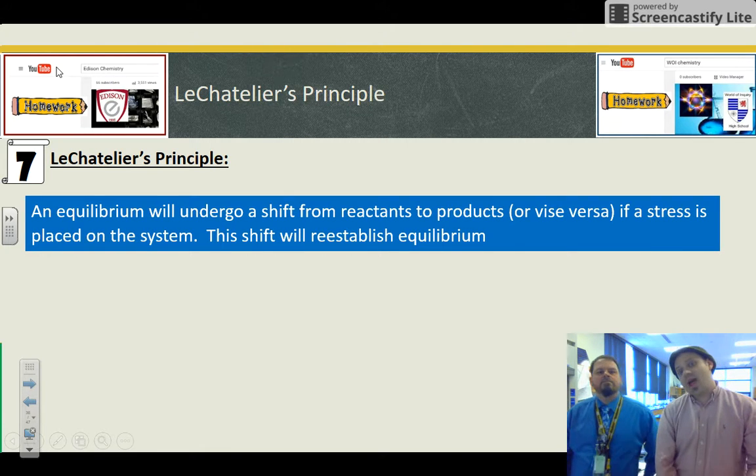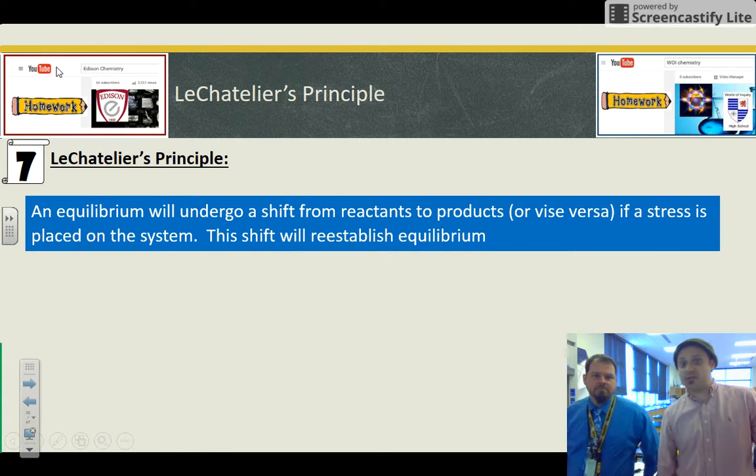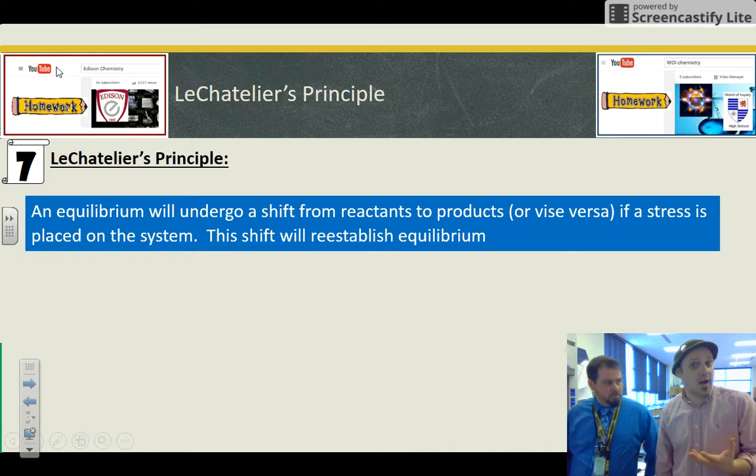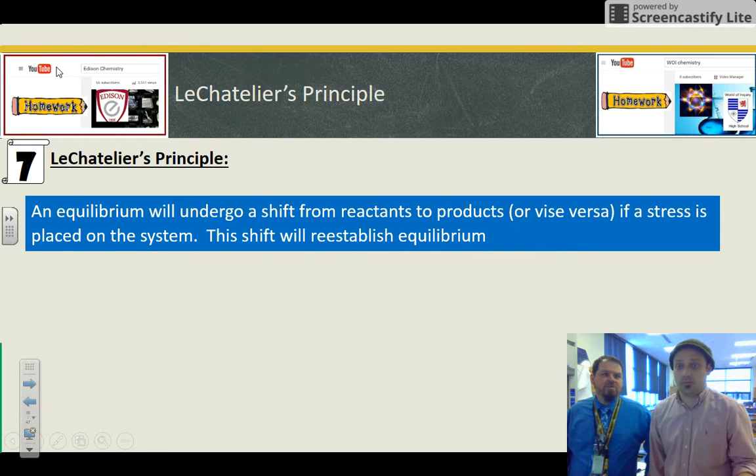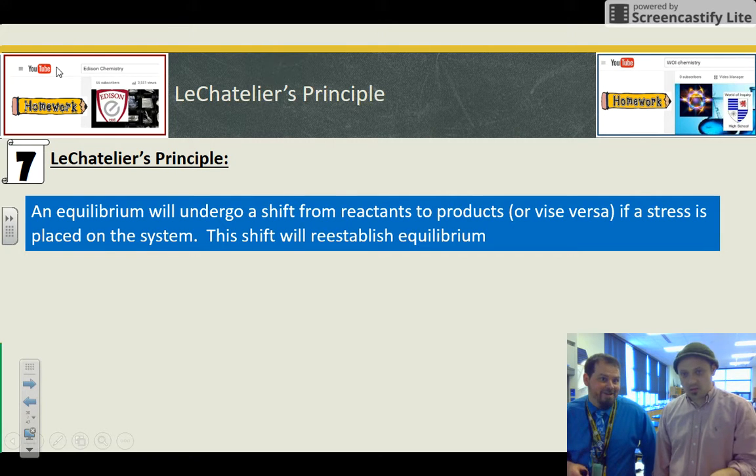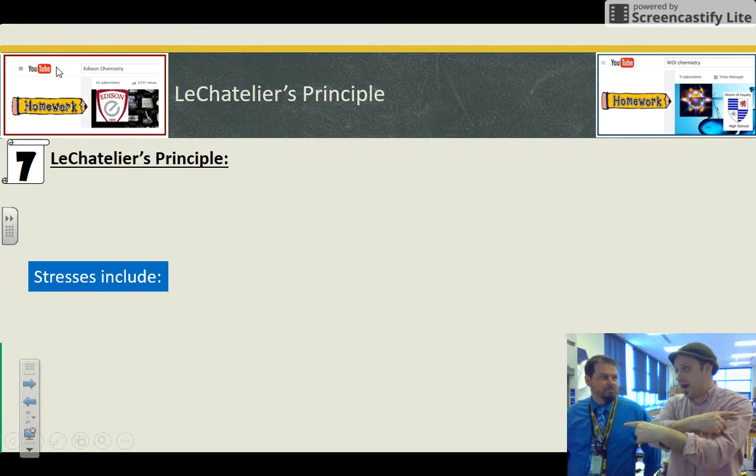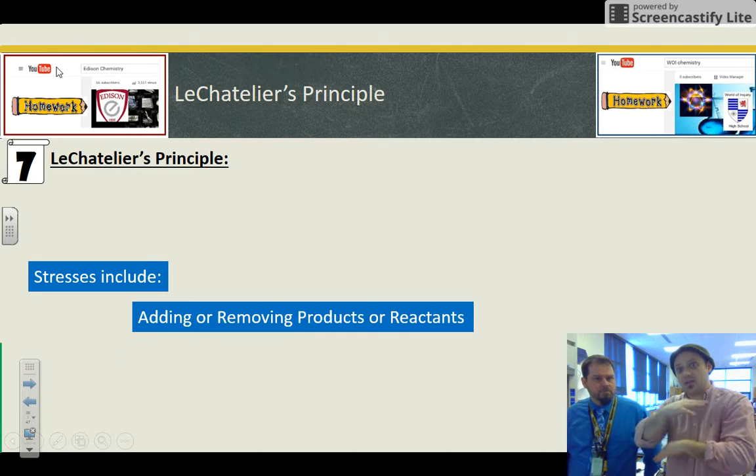His statement is that simply an equilibrium is going to shift depending on the stress that we, the humans, put on the system, to reestablish that equilibrium if it's possible. That's one of the cool things about equilibriums: once they get there, they actually want to stay there, because the reverse and forward reaction want to be in this dynamic state of forward and backward, backward, forward.